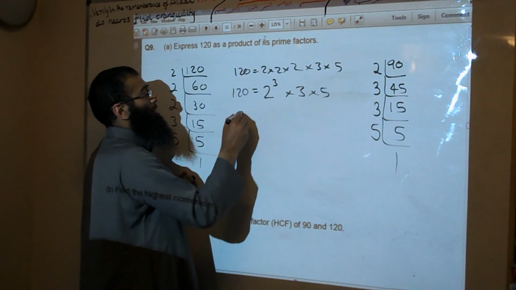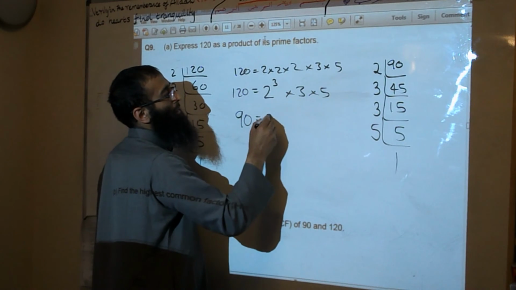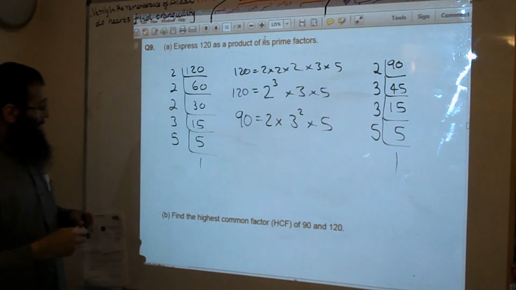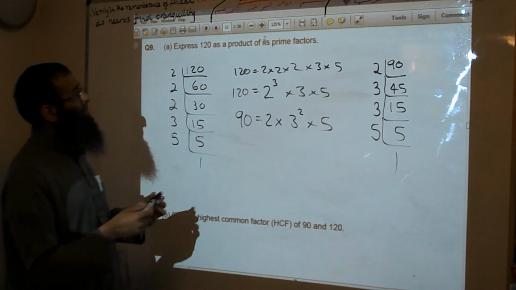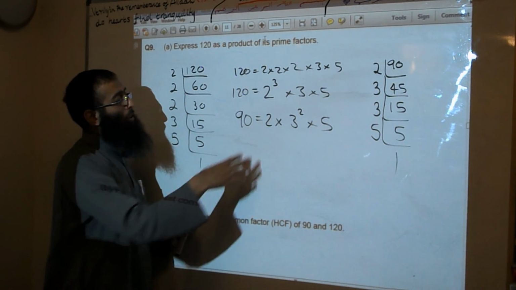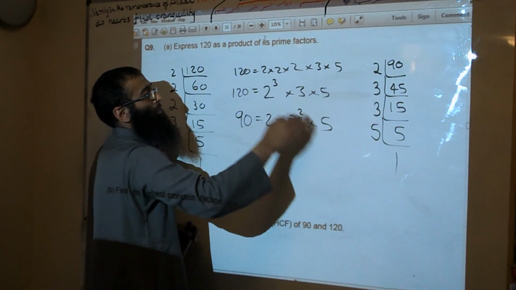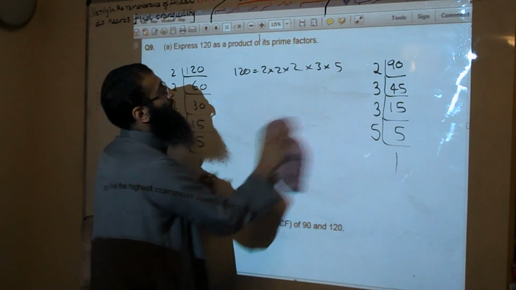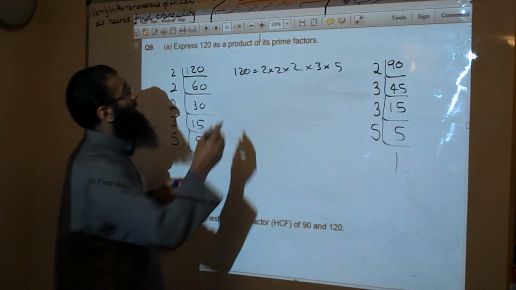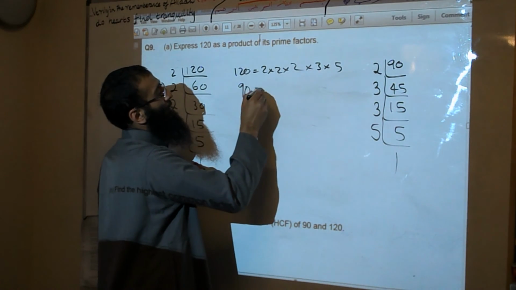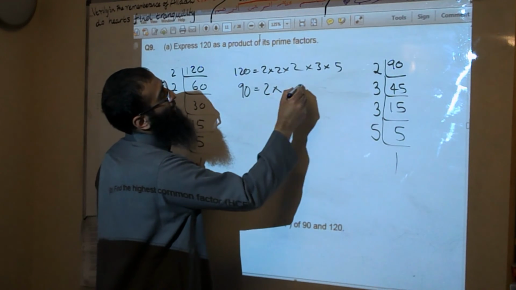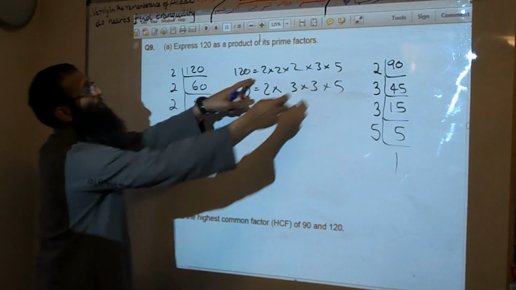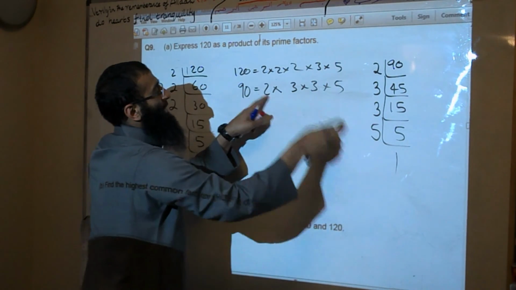Okay, so the factors of 90 are 2 times 3 squared times 5. Now when you go to the highest common factor, ideally we need to go back to these split up numbers rather than the indices. So for the moment, I'm going to rub these out and use the original. So that was the original 120 factors. This is the 90 factors over here.